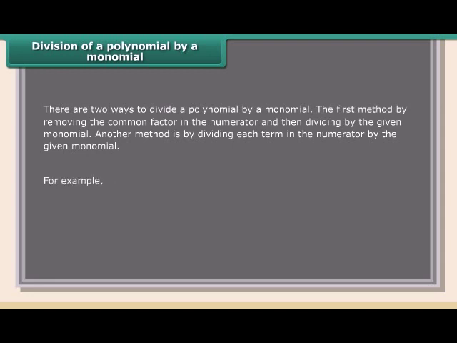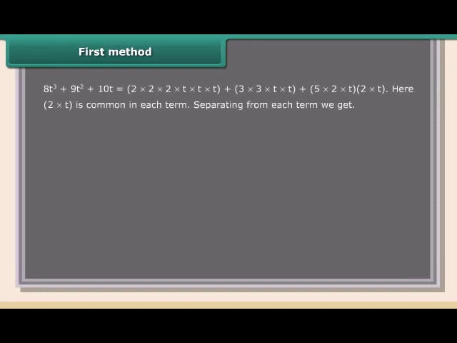For example, consider the division of the trinomial 8t cube plus 9t square plus 10t by the monomial 2t. First method, 8t cube plus 9t square plus 10t is equal to 2 into 2 into 2 into t into t into t plus 3 into 3 into t into t plus 5 into 2 into t. Here, 2 into t is common in each term.